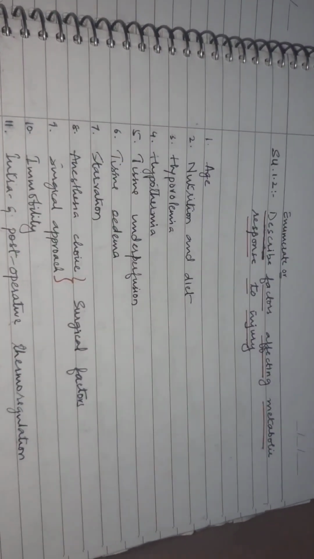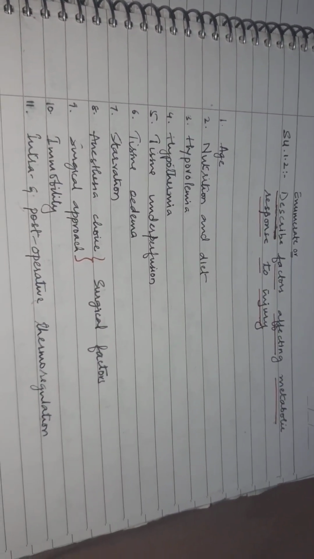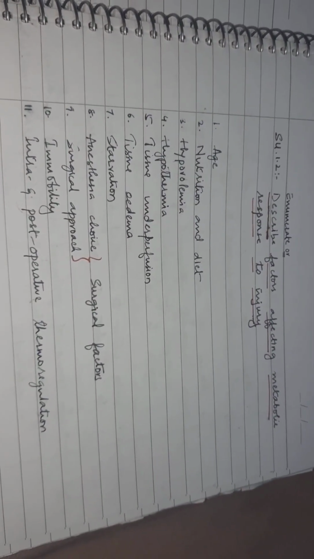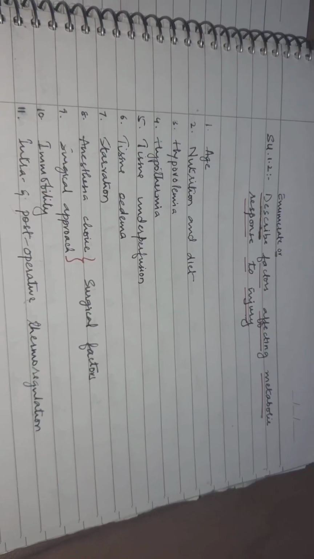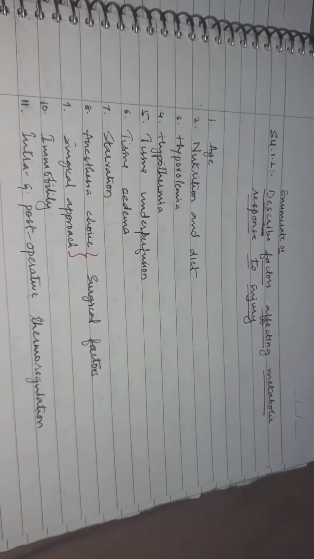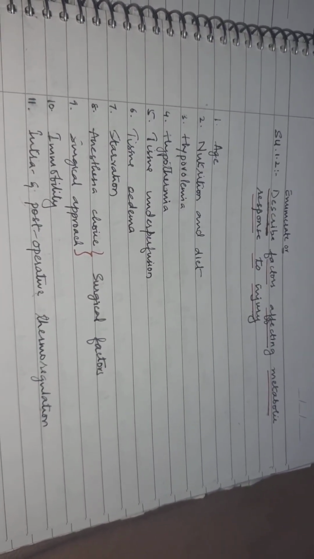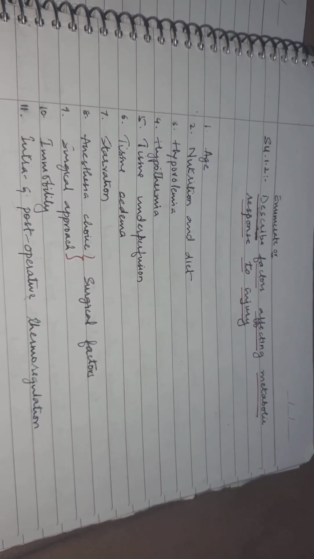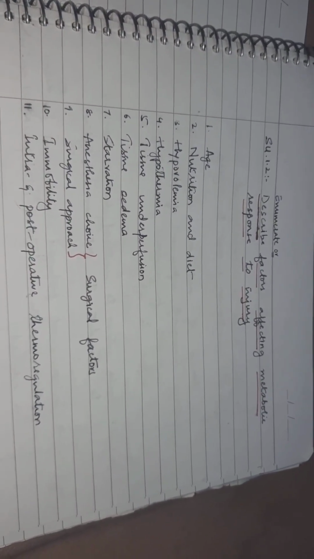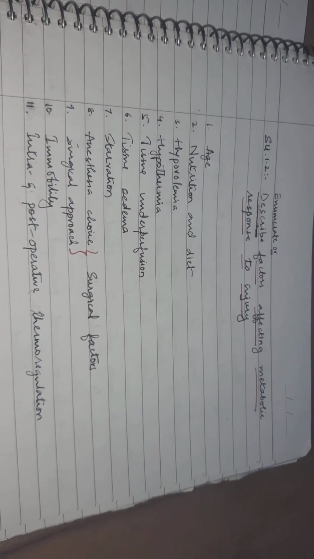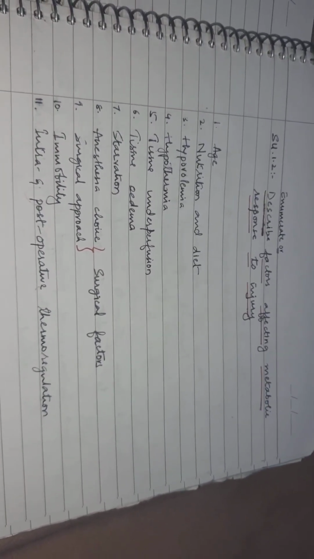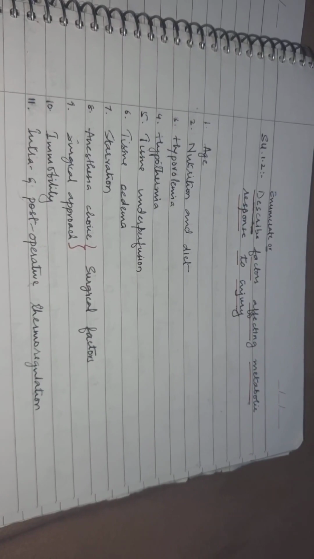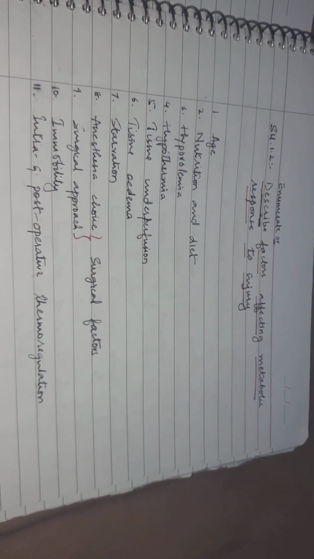We'll go through them again. Just enumeration. First is age, second nutrition and diet, third is hypovolemia, fourth is hypothermia, fifth is tissue under perfusion, sixth is tissue edema, seventh is starvation, eighth and ninth are surgical factors, that is anesthesia choice and surgical approach. Tenth is immobility, which is also a surgical factor, and 11th is also a surgical factor, that is intra and post-operative thermoregulation, right?